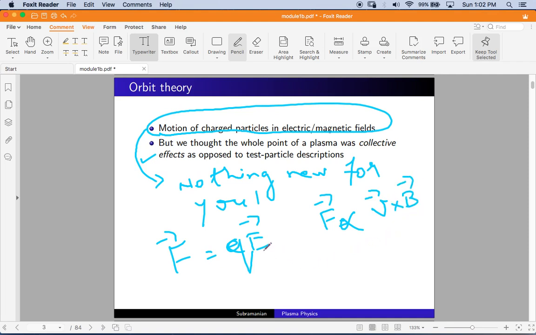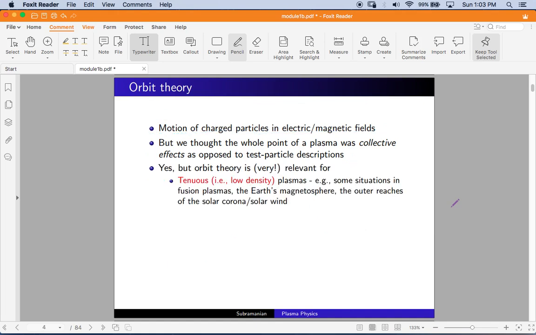So an electric field just simply accelerates the particles. It depends only upon the charge. And a magnetic field does not increase the energy of the particles. It accelerates the particles, but it only acts on moving particles, and the force depends upon the velocity. So this is the well-known Lorentz force. So you know this.